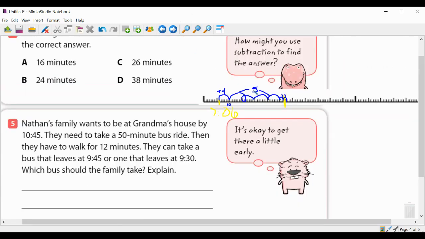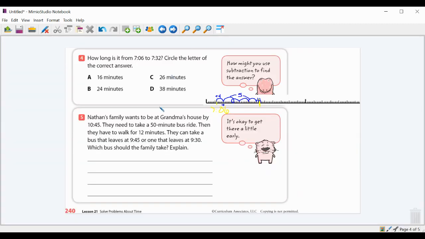So 5, 10, 15, 20, plus 4 more makes 24, 25, 26. So circle the letter of the correct answer. That would be 26 minutes. And if you were to subtract 32 minus 6, you should get 26 if you do your math correctly. Last question.